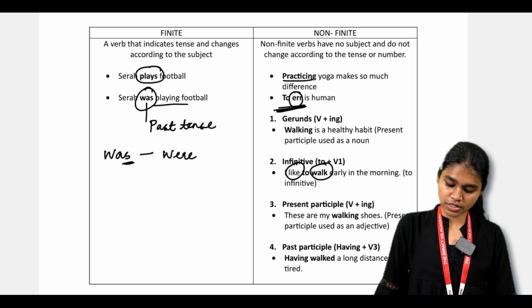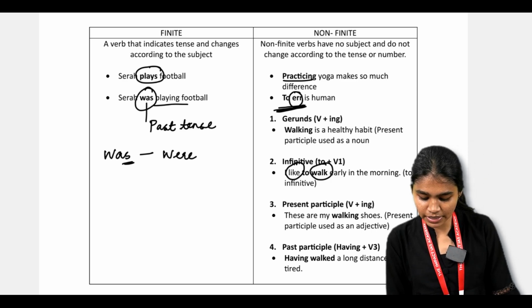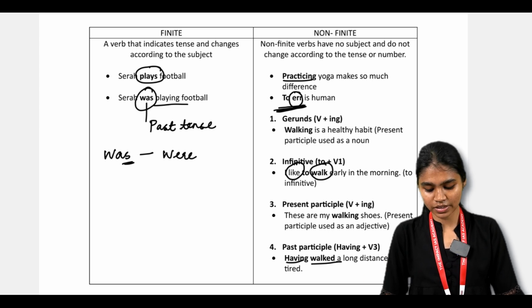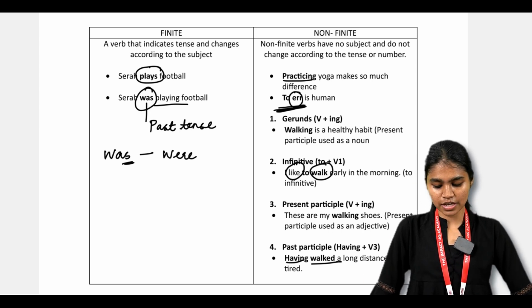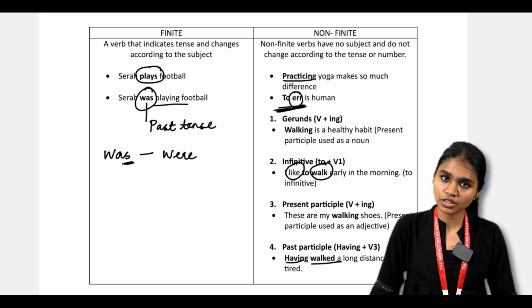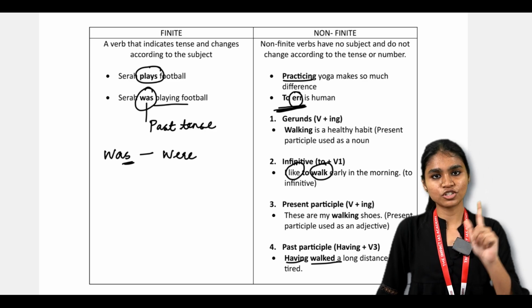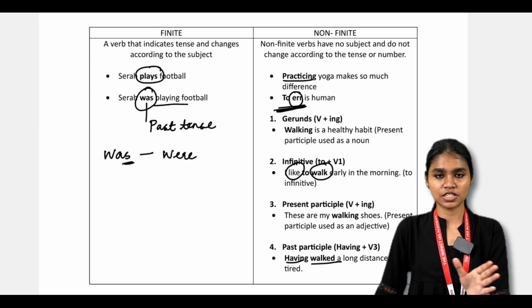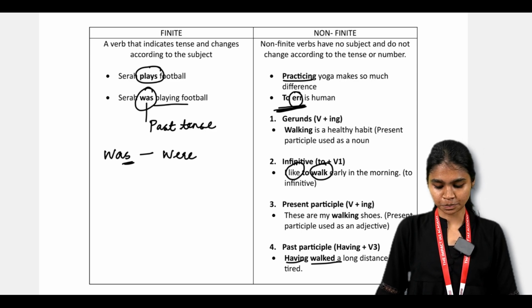Having walked a long distance, I felt tired. So verb 3 has come like have forms, right? So whenever have forms come, you will use verb 3. Having walked a long distance, I felt tired. Here also walk is a verb, but it does not perform the function of the verb. Instead, it is part of the phrase, part of the clause in the sentence. So that is why all of these categories fall under non-finite verbs.